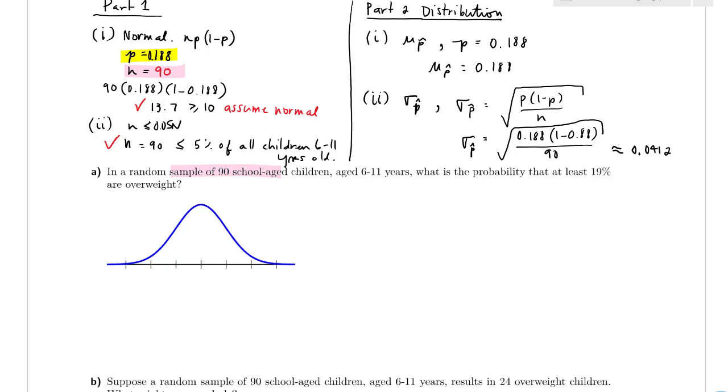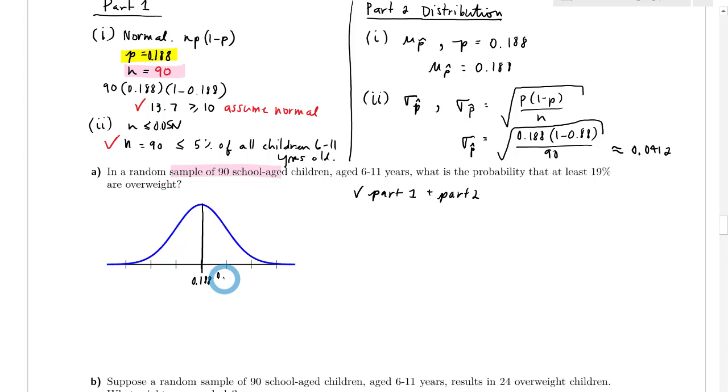I'm so excited. So in a random sample of 90 school-aged children, 6 to 11 years old, what is the probability that at least 19% are overweight? We already have all this preliminary stuff, so we're all good to go with part 1 and part 2. So we can go ahead and just start drawing and do the problem. Here the population proportion goes here, so we put 0.188. For the standard deviation, remember we add and subtract 3 times to the left and to the right. I had done this ahead of time just to save time in class.